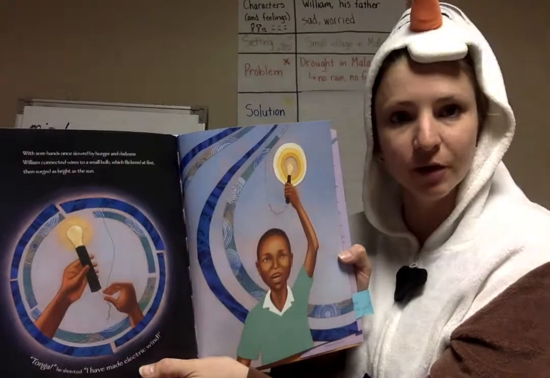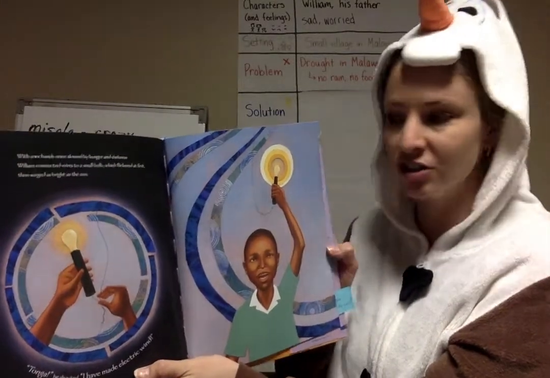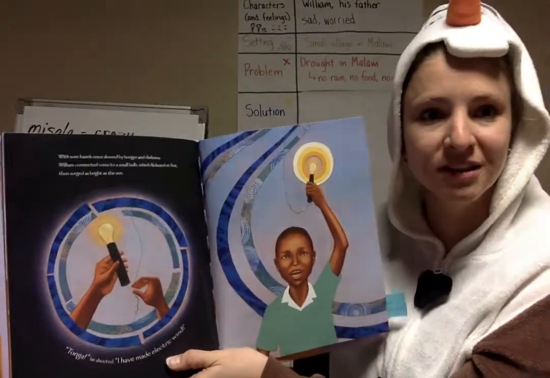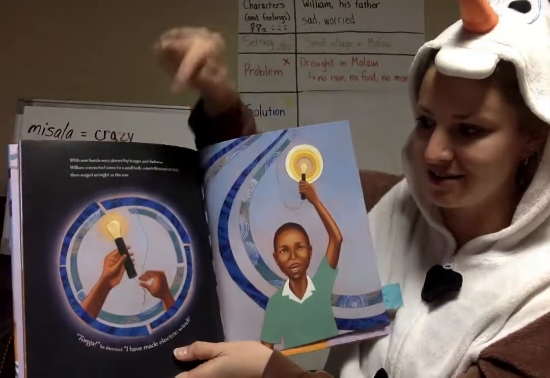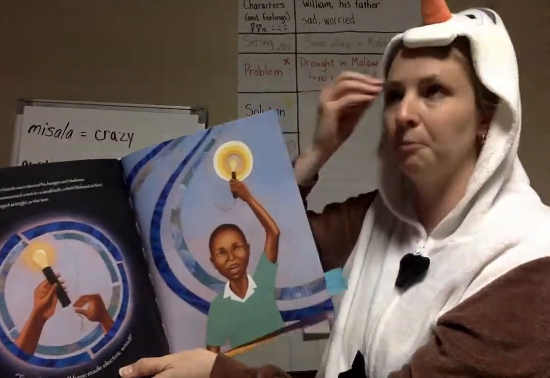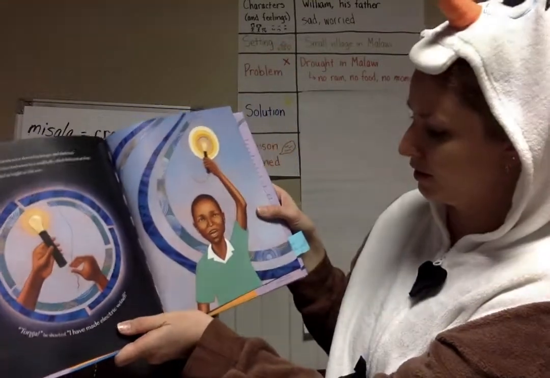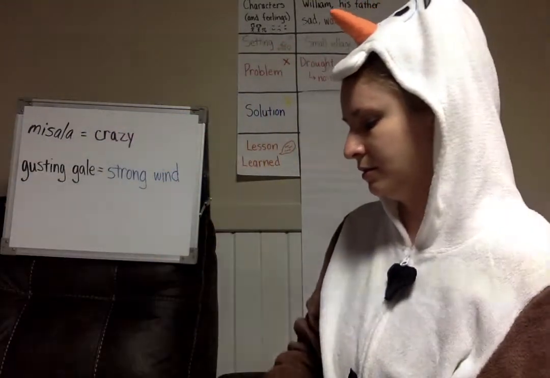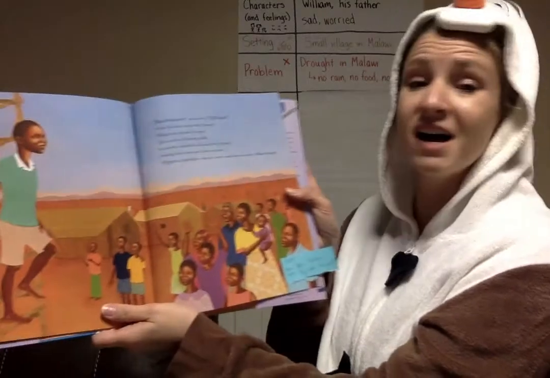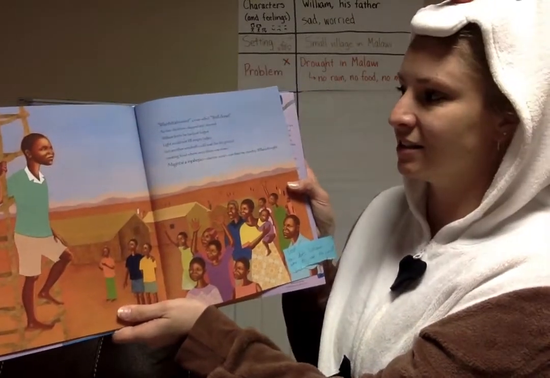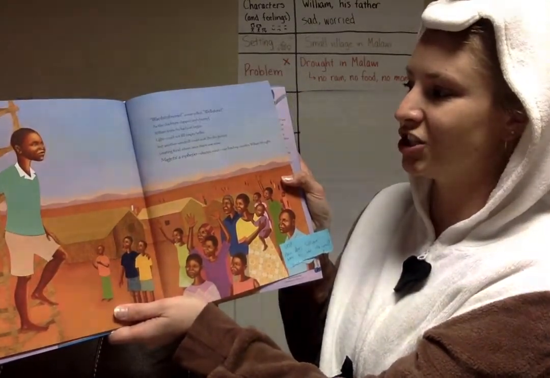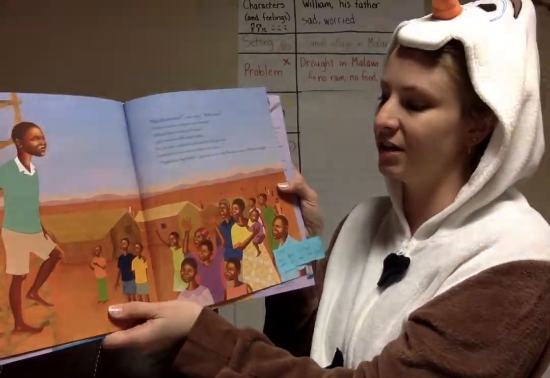So remember before they didn't have electricity in the village? Now, using the wind, William was able to make electricity. That just blew my mind, right? Crazy. Well done, a man yelled, as the doubters clapped and cheered. William knew he had just begun.